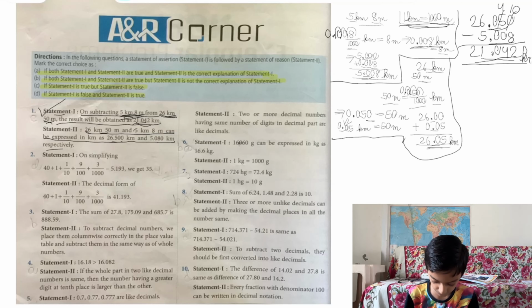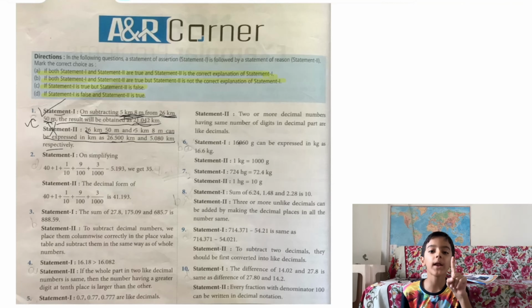So here in the first half statement itself, their statement is wrong. So this whole statement is wrong. So the correct answer of question 1 is option C, which is if statement 1 is true but statement 2 is false. Statement 1 of question 2.